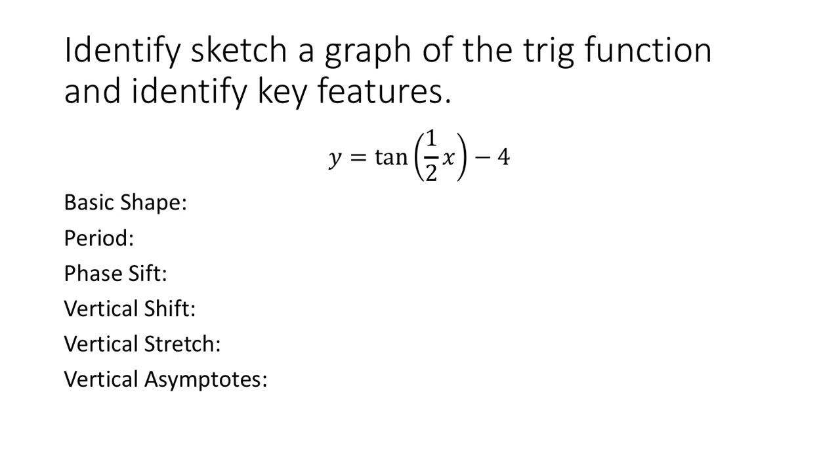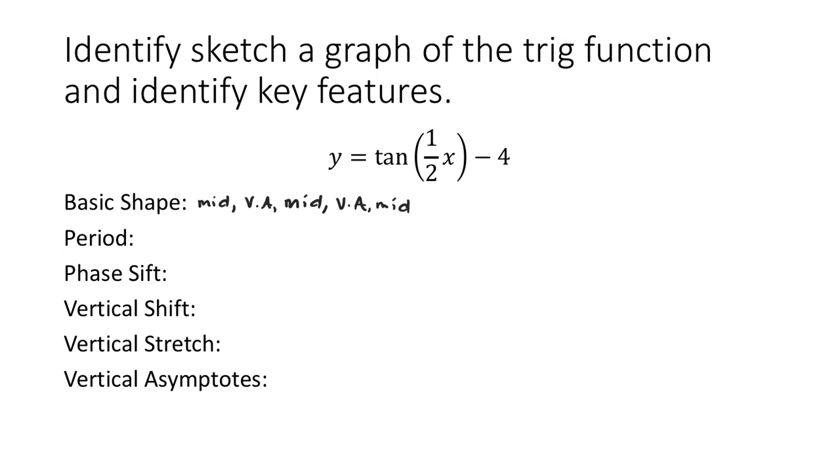Okay, same question as before. We're going to sketch a graph, find basic features, and so on. I have y equals tangent of 1/2 x minus 4. First thing I'm going to do is identify my basic shape of tangent. Tangent starts on a middle value, then has a vertical asymptote, and goes to a middle value, and then just repeats that pattern over and over again: vertical asymptote, middle value, and so on.